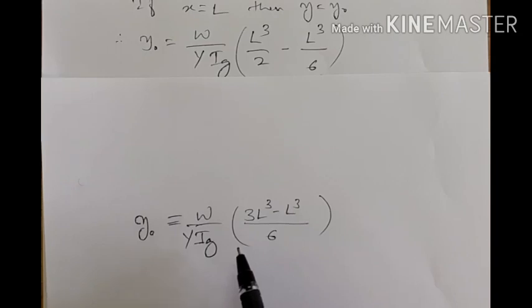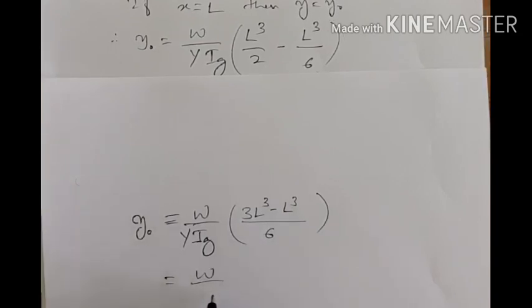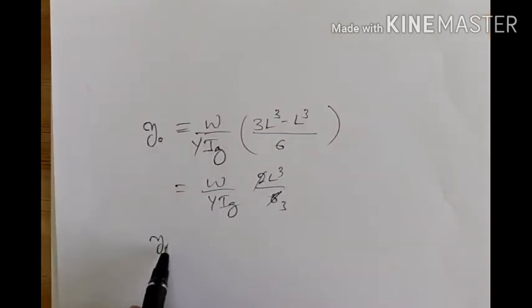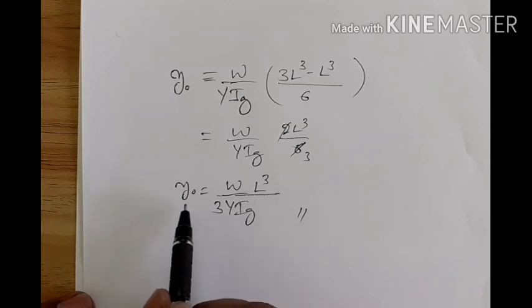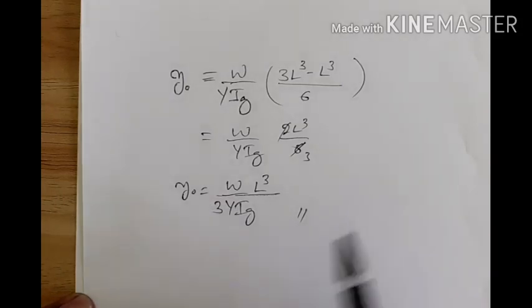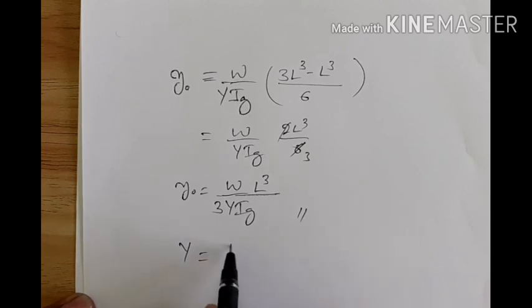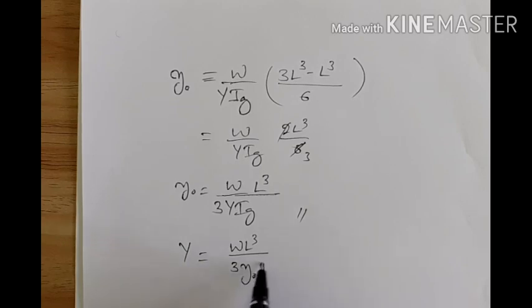So when we solve this, we will get w y ig, this is 2L cube divided by 6. Then ultimately what I'll get is y naught equal to w y ig, and this is L cube, and 3 I'll take here. So this is the ultimate equation which we will get. What we found is y naught, the depression produced. In the same way we can find y, which is WL cube divided by 3 y naught Ig.